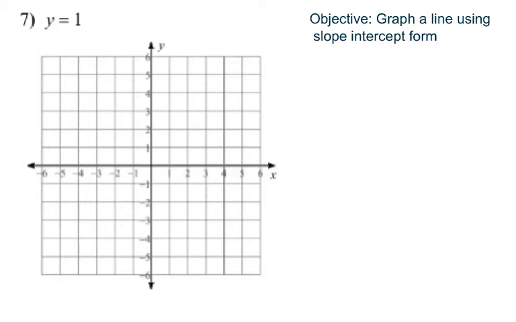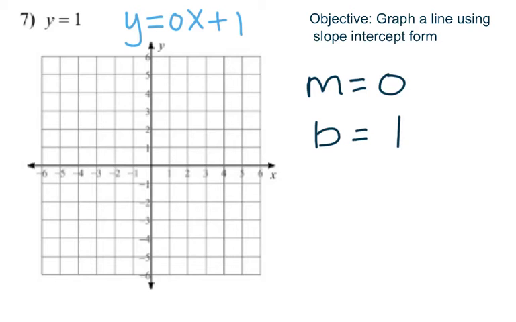And then this one's similar. So we have y equals 1. We could actually think about this in slope-intercept form as y equals 0x plus 1, right? So we would have a slope of 0 and a y-intercept of 1. So our line is going to start at 1, but it has 0 slope. So it's just going to be a horizontal line through that y-axis at 1.